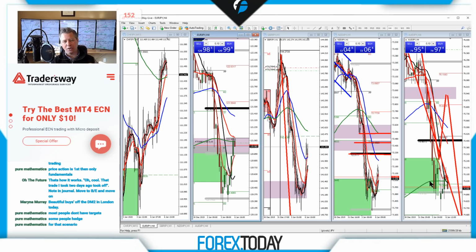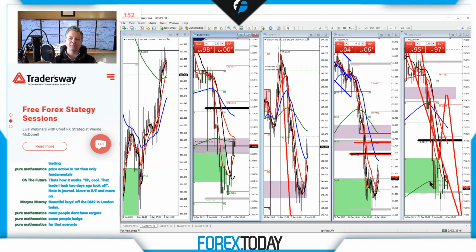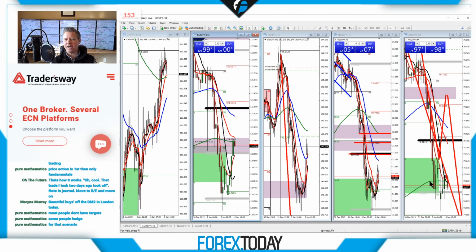Now, pure mathematics is most people hedge in that scenario. That's terrible. I would never recommend that. That sounds like someone's getting married to their trades. They can't get out of the trade. Why, you got pride attached to the trade? Just get out. If you need to hedge, just take your profit. But the best hedge is you take the money and you stick it in your pocket.